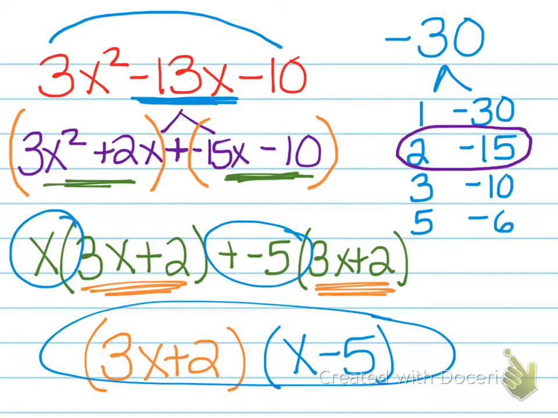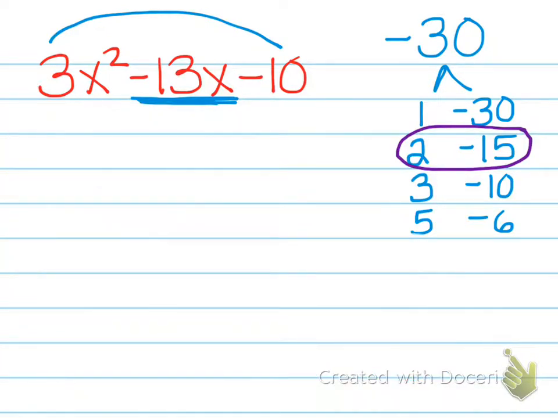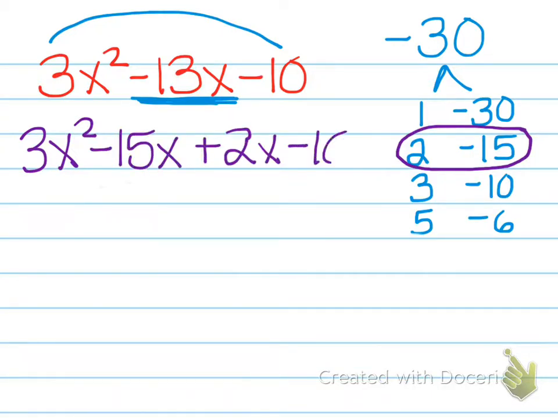If you're not sure, go ahead and distribute. I want to show you one more quick thing, and I'm going to use this exact example. If I were to write my two factors, my 2 and my negative 15, in a different order, so say I did this. That's totally fine. We're still going to group and take out a GCF.